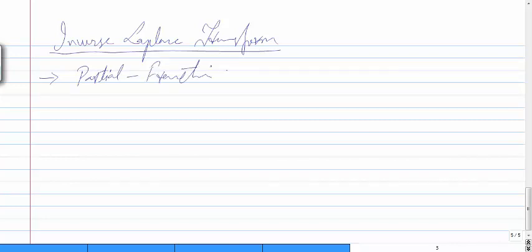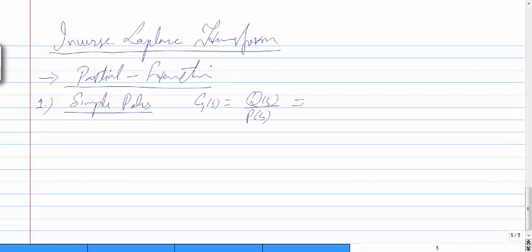So partial fractions we have to use to solve our problems and make them compatible with the table. In the first case, which has simple poles, we normally call the roots the poles. So if you have G of s equal to Q of s divided by P of s, or in other words Q of s divided by distinct poles s1, s2, and so on up to sn.